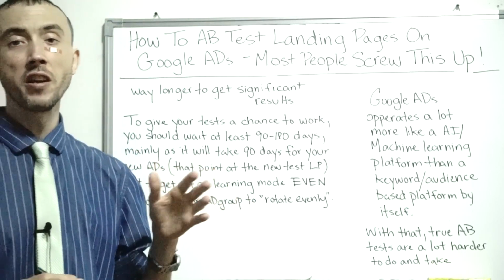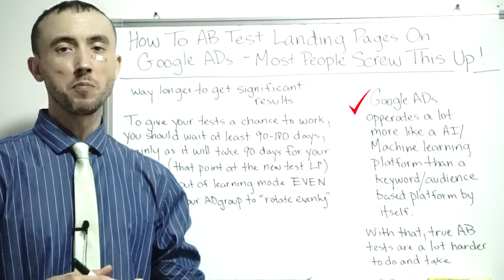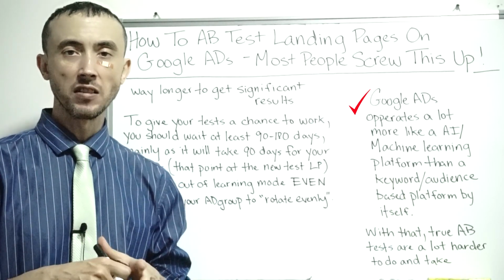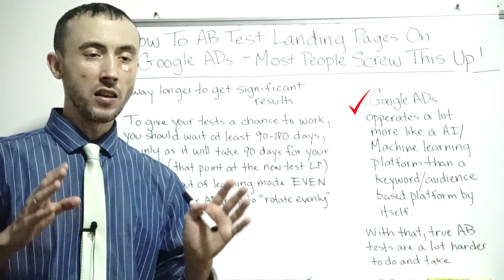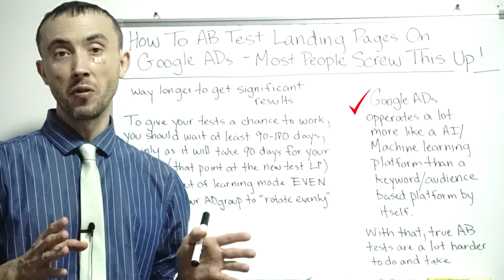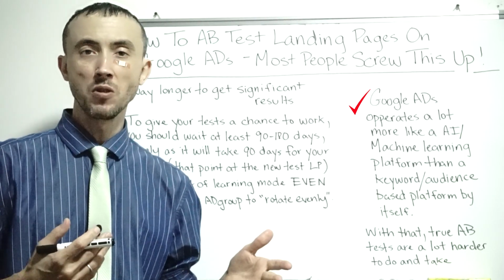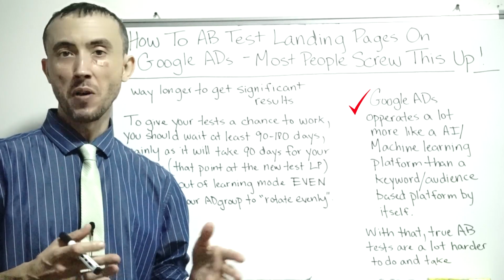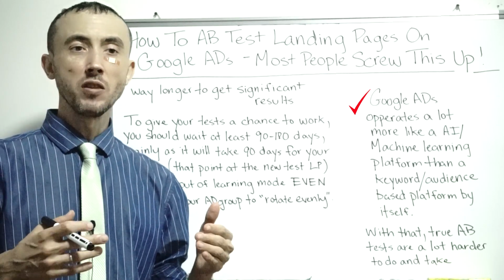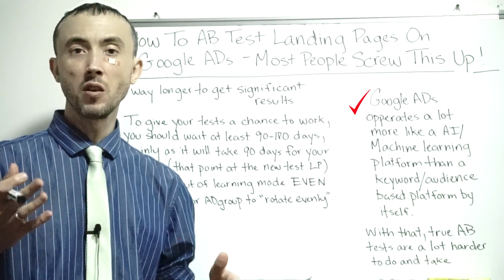The reason why this is not so simple anymore is because Google has turned into more of a machine learning or AI-based platform instead of a keyword or audience-based platform as it used to be in the past. Google Ads today operates a lot more like Facebook Ads has operated and still operates to this day, in that what you do on Facebook to get results, if you don't know already, you run an ad and you set a budget you can afford to spend, and then you let the algorithm figure out how to get you customers based upon what's worked and what doesn't work.